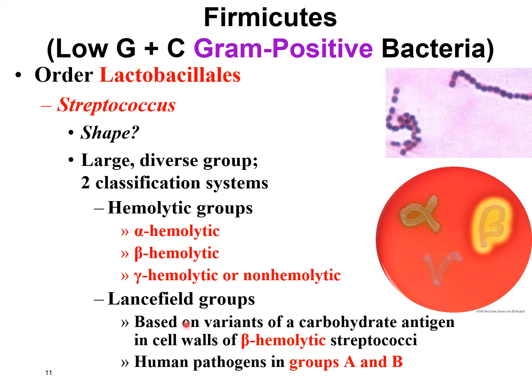And then these Lancefield groups, it's just named after the scientist that came up with this. What she did was that she noticed in the beta hemolytic group of strep, there were some different strains that the immune system acted differently to. And so she was able to identify those. So she just took the beta hemolytic strep and gave them some different letters. And so we have some of the human pathogens that are going to be in the group A and group B in the Lancefield groups.